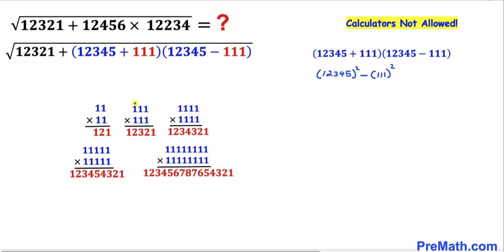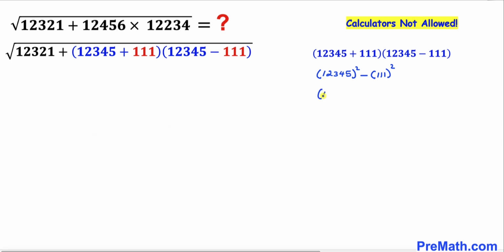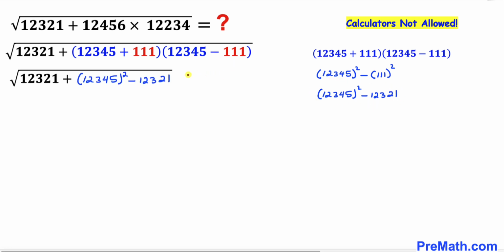Now since 111 times 111 is the same as 111 whole square, therefore I am going to replace this 111 square by this number, 12,321. So therefore we can write this thing as 12,345 whole square minus 12,321. Therefore I am going to replace this whole thing by this simplified form, as you can see in the next step.